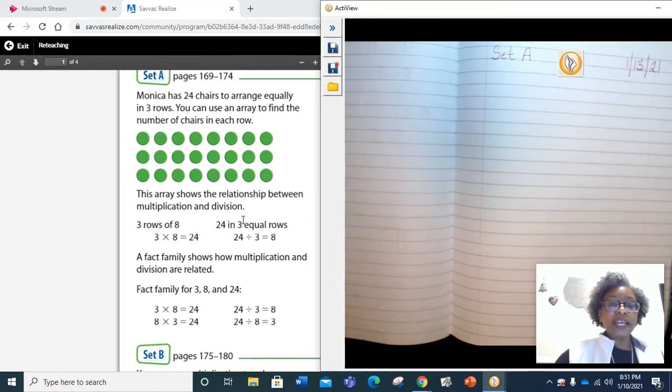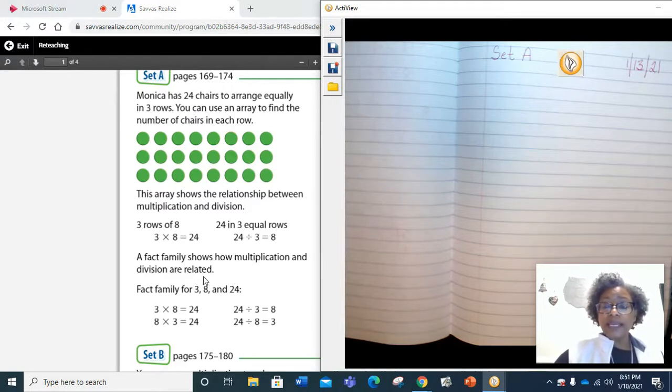24 in 3 equal rows. So if I take 24 and I put them in 3 equal rows, 24 divided by 3 equals 8. And a fact family shows how multiplication and division are related. So a fact family for 3, 8, and 24.